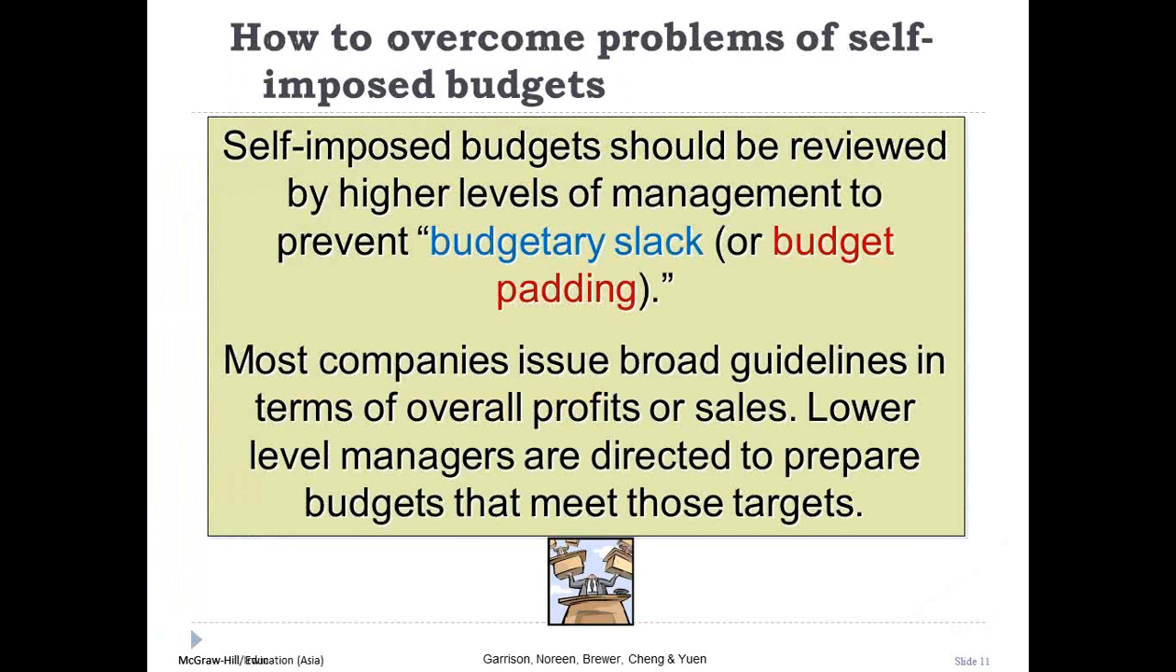So how to overcome problems of self-imposed budgets? Self-imposed budgets should be reviewed by higher levels of management. Without such a review, self-imposed budgets may have too much budgetary slack or may not be aligned with overall strategic objectives. Most companies do not rely exclusively upon self-imposed budgets, in the sense that top managers usually initiate the budget process by issuing broad guidelines in terms of overall target profits or sales. Lower level managers are directed to prepare budgets that meet those targets.